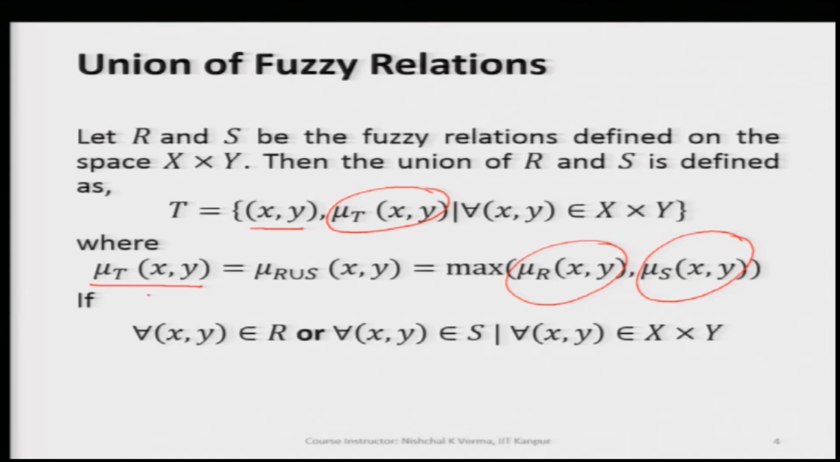This way we find the membership value corresponding to the ordered pair. It is needless to mention that this holds for every (x, y) belonging to X cross Y, because R and S are already defined in the space X cross Y, as they are fuzzy relation sets.